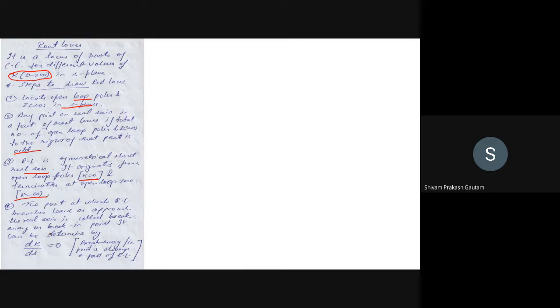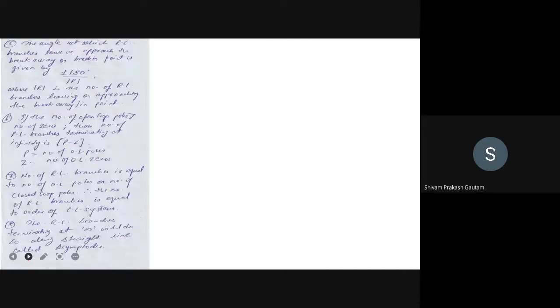Step 4 is the point at which the root locus branches leave or approach the real axis, called the breakaway or break-in point. We have seen if you are having two poles, then we will be having a breakaway point. If you are having two zeros, then we will be having a break-in point. And how can we determine the breakaway and break-in point? By this formula, that is dK/ds equal to 0. So this is the fourth step.